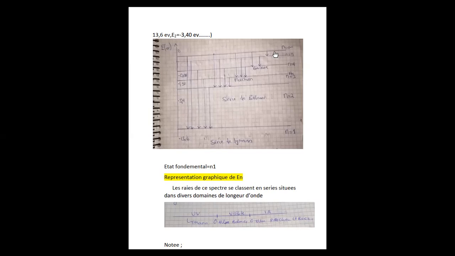These rays are divided in different series. The rays which you find in N is equal to 1, we say that they are in the series of Lyman. When they found these rays, they divided them in different series. So the first series is called the Lyman series, then the second series is called the series of Balmer.